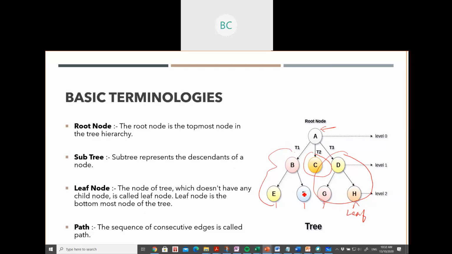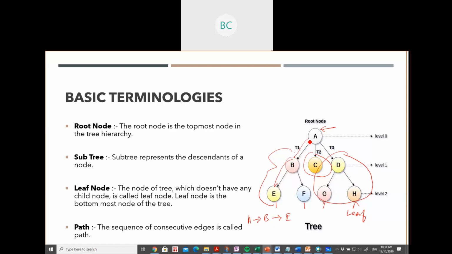Okay. Then we have another term, which is the path. Path means a sequence of consecutive edges is called a path. That means, from node A, which is the root node, to the node E, we have to traverse from A to B, then B to E, correct? So there is a path from A to B to E. That is one path. Okay, then there can be another path too.